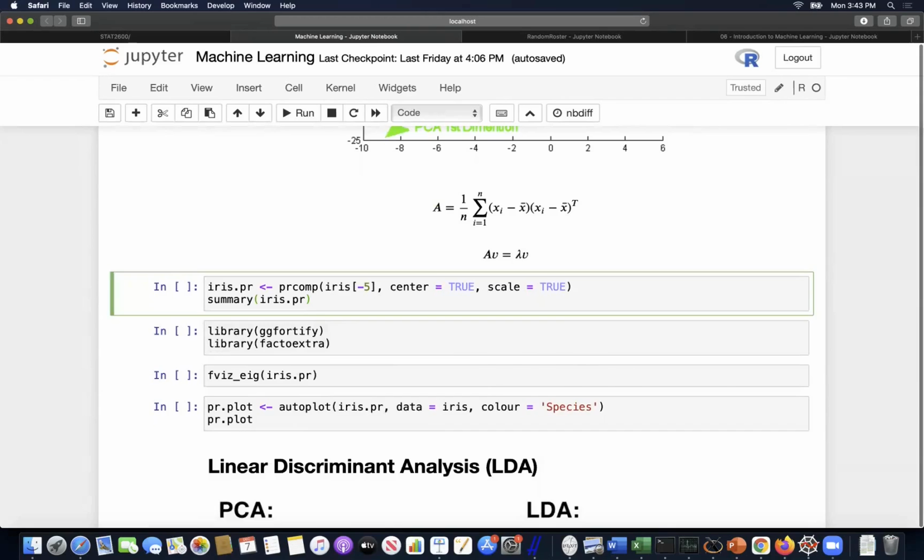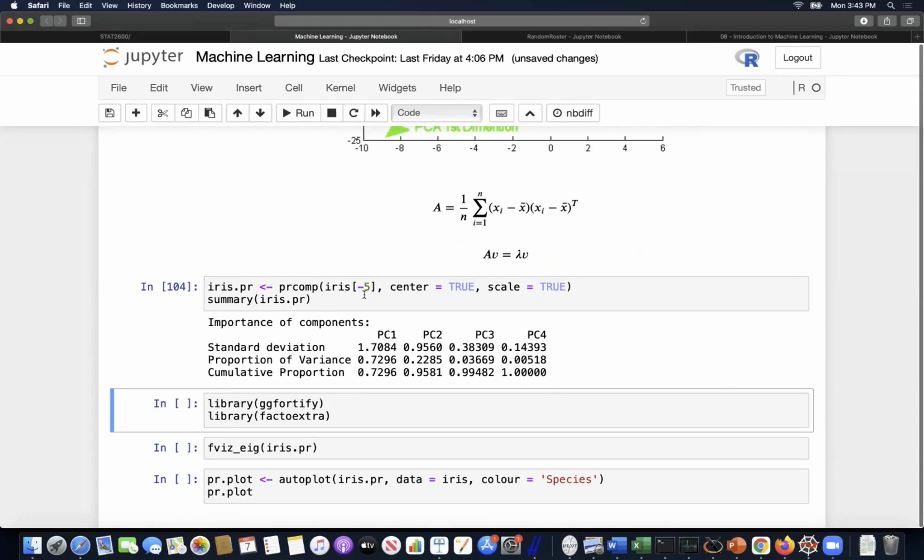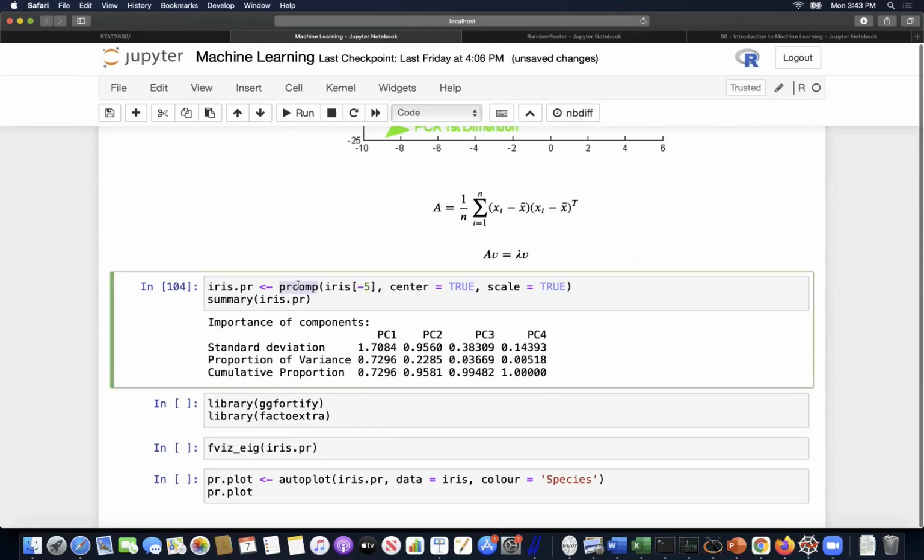Let's say an example. We know that iris data, except for the labels, is a four-dimensional vector. We can do principal component analysis. We are going to center the data and scale it, which basically means we are subtracting the mean and dividing by the standard deviation. We can look at the summary, and these are our principal components. The first component is explaining 72% of the variance in the data. The second component is explaining 22% of the variance in the data. The third component is explaining only 3% of the data. And this is just 0.5% of the variance in the data. So they are being sorted according to their importance.